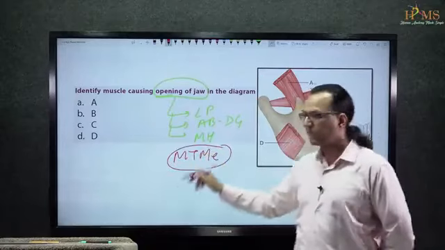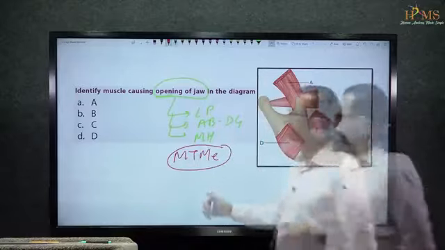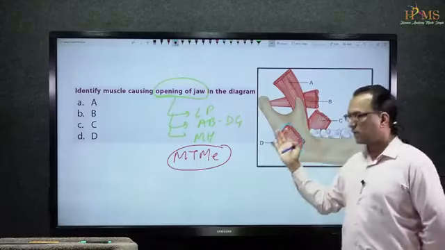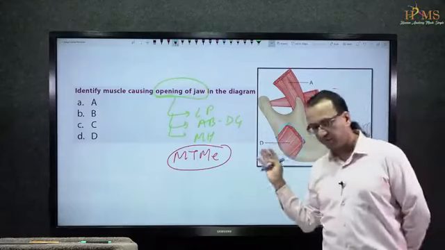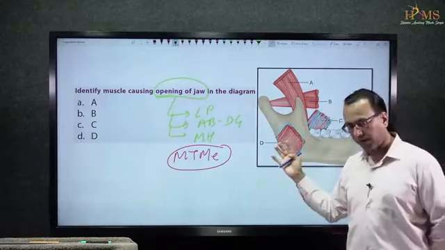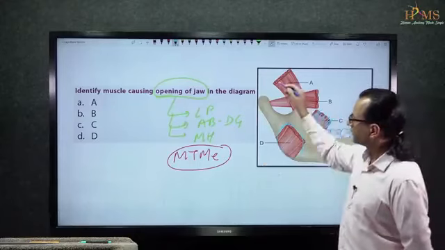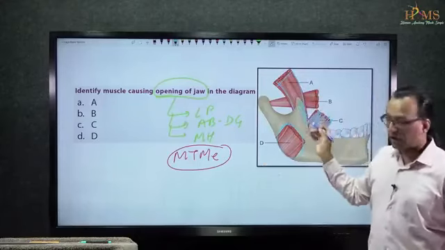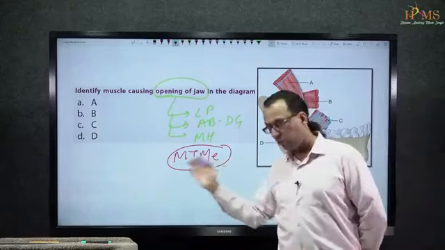Actually, you can see the MTM elevators in the diagram very quickly, and they help us to close the mouth. This is the masseter muscle which is inserted to the ramus of mandible laterally, and this is the medial pterygoid muscle attached to the ramus of mandible but medially. So medial pterygoid and masseter have the same insertion on the ramus of mandible. One is lateral, one is medial. And along with the temporalis, which is inserted to the coronoid process of the mandible, these are the MTM elevators. They elevate the mandible and close the mouth.